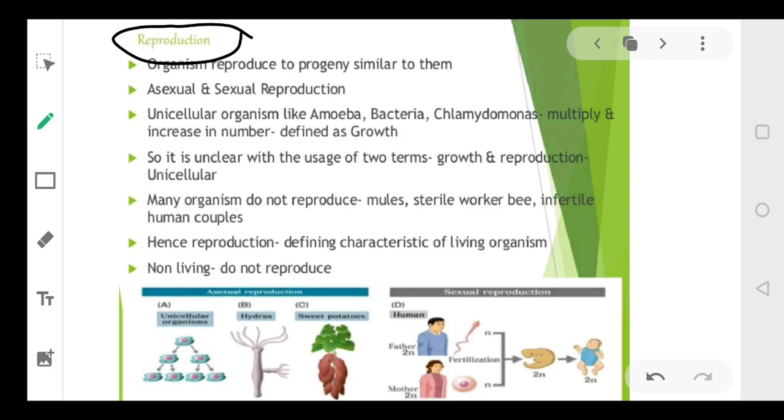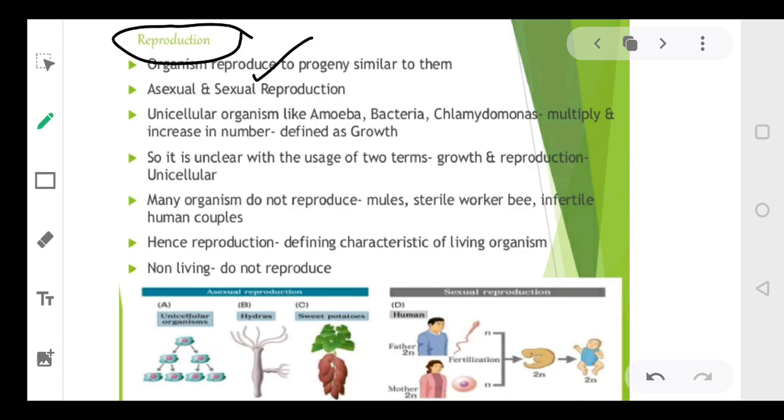Reproduction can be of two types. One is sexual reproduction, another is asexual reproduction. In asexual reproduction, we know only one organism is involved. In sexual reproduction, two organisms are involved. So reproduction basically involves two processes, sexual reproduction and asexual reproduction.